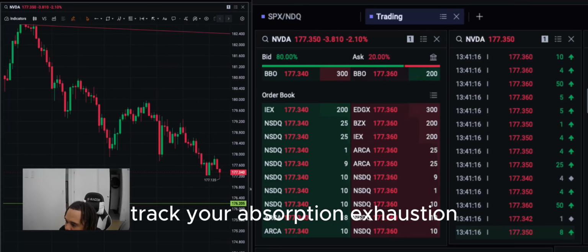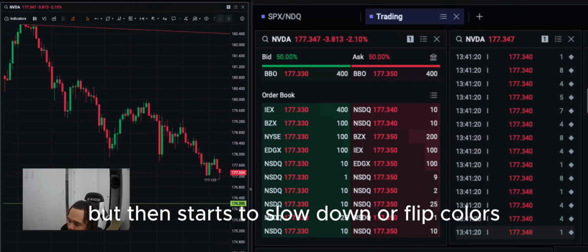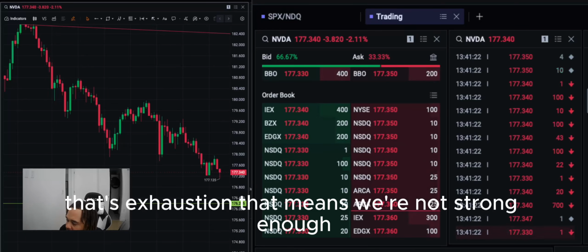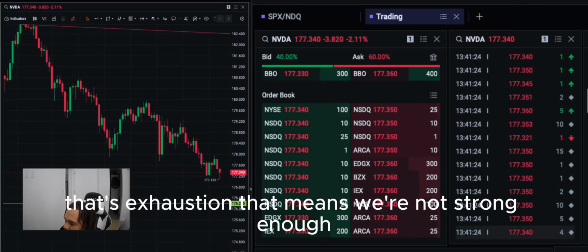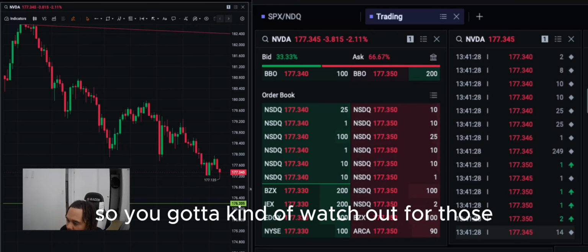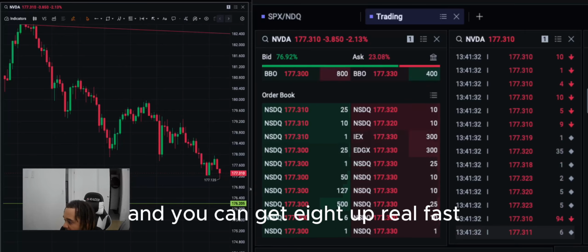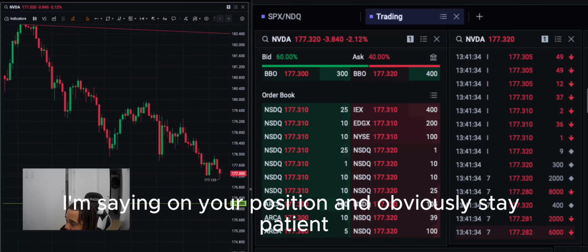Number three, track your absorption and exhaustion. If price moves fast with volume, but then starts to slow down or flip colors, that's exhaustion. That means we're not strong enough. We just had a little 30-second rush. So you've got to watch out for those because those could signal real high reversals and you can get eaten up real fast on your position.